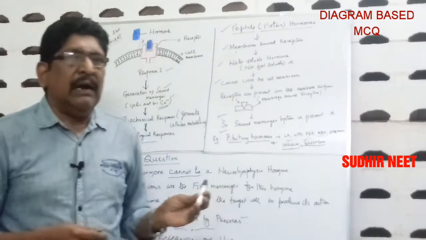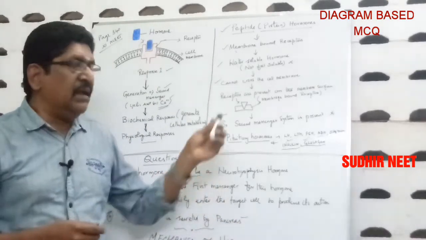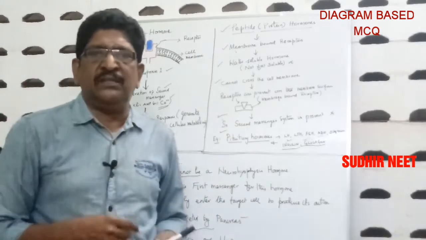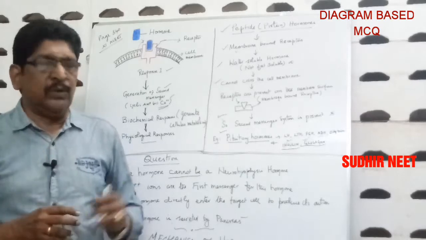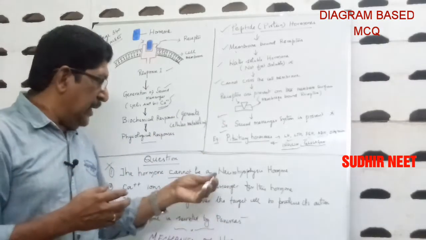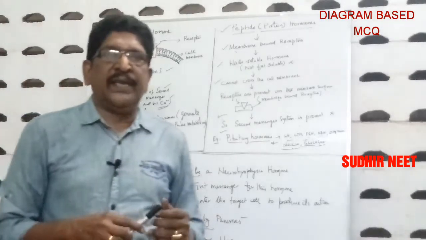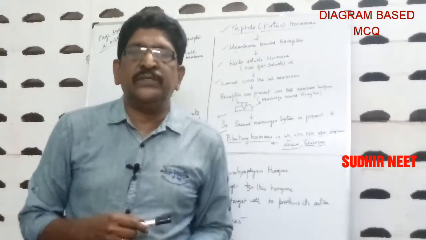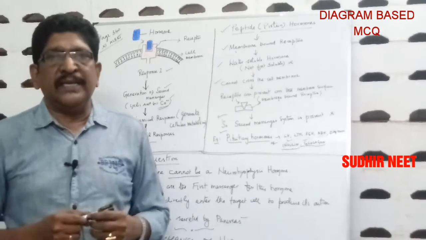So let us take up another diagram based MCQ. I am concentrating on diagram based questions because 10% of the questions are from the textbook diagrams. We have to identify the parts or anything as we have seen here. So in the next video we will take up 2 questions from the circulatory system. Till then, thank you very much.